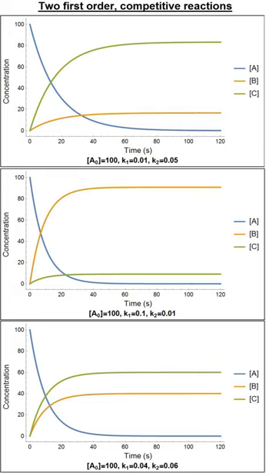Second order. A reaction is said to be second order when the overall order is 2. The rate of a second order reaction may be proportional to one concentration squared, r = k[A]^2, or more commonly to the product of two concentrations, r = k[A][B].